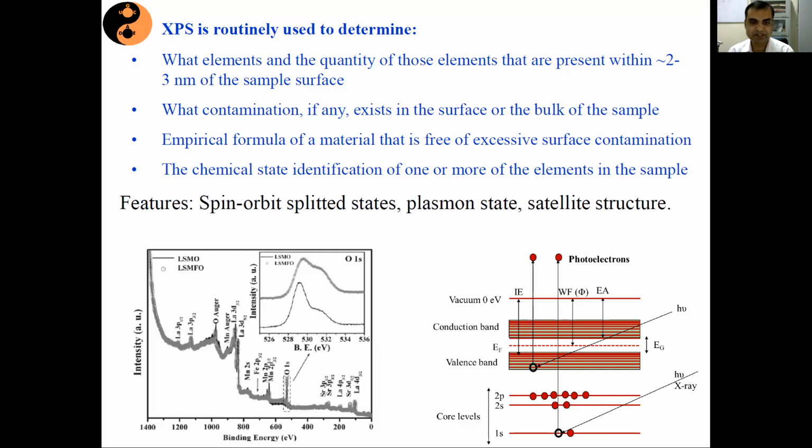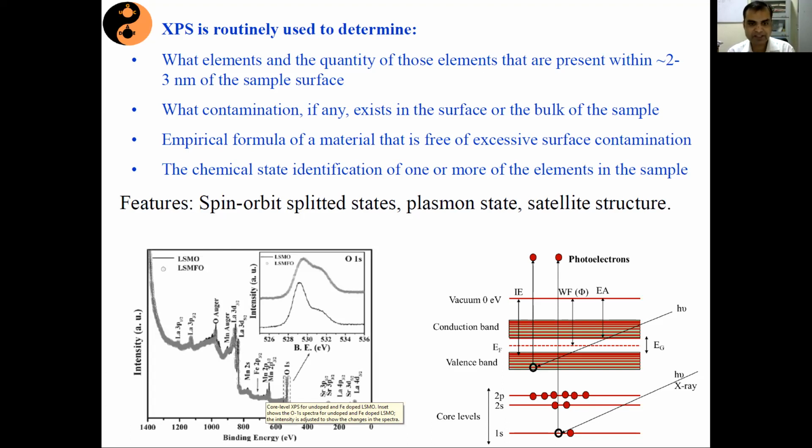Now here is this survey spectra. You can see that this survey spectra was recorded using aluminum K alpha, which has a photon energy of around 1486 electron volts. With that incident photon energy, this is one of the compositions, La 0.7 Sr 0.3 MnO3. So in my system, I have lanthanum, strontium, manganese, and oxygen.